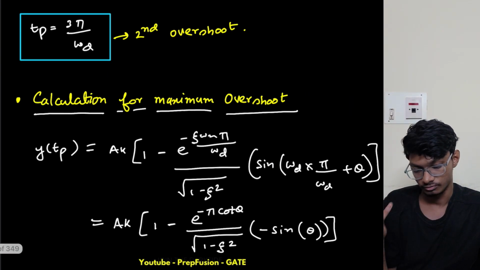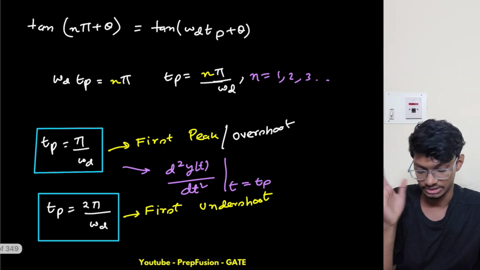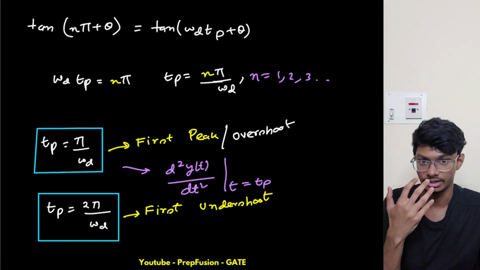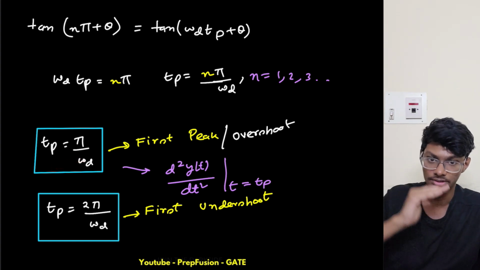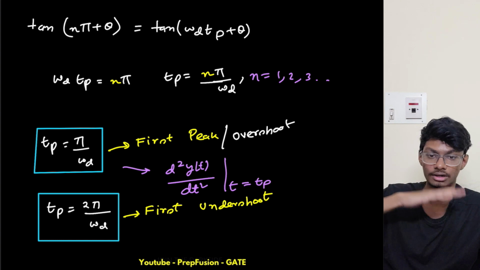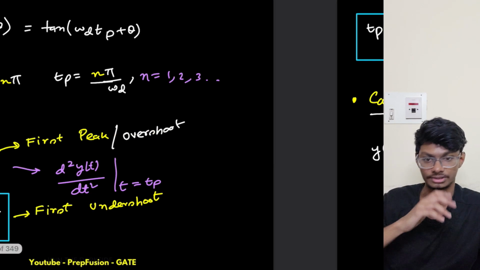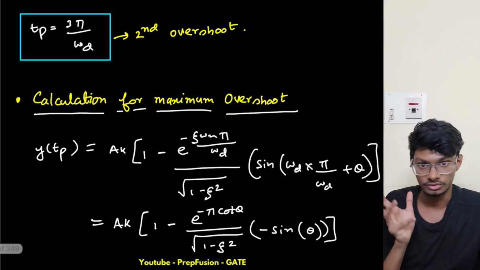Okay, so we have multiple peaks. Basically this is the first undershoot. For even n I will get undershoots, and for odd n I will get overshoots. Overshoot means some value above the steady state, and undershoot means some value below the steady state. So this is basically my overshoot and undershoot.